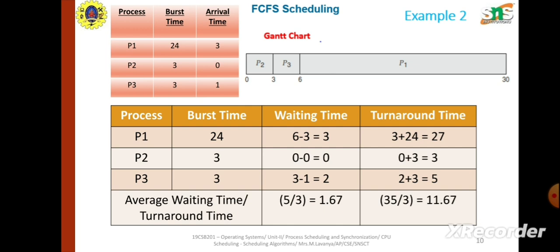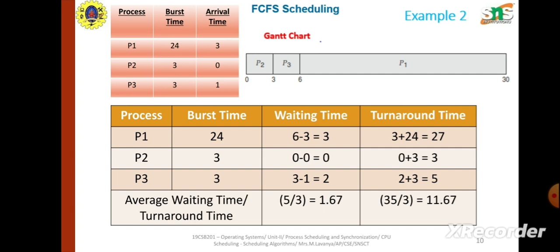Then for turnaround time, the formula we are using is finding the waiting time first and adding burst time along with it. Turnaround time equal to waiting time plus burst time. So process P1, the waiting time is 3 plus its burst time is 24. So the total is 27. Then for process P2, its waiting time is 0 plus its burst time is 3. Its turnaround time is 3 for process P2. Then for process P3, its waiting time is 2 plus its burst time is 3. 2 plus 3 equal to 5. It's the turnaround time value.